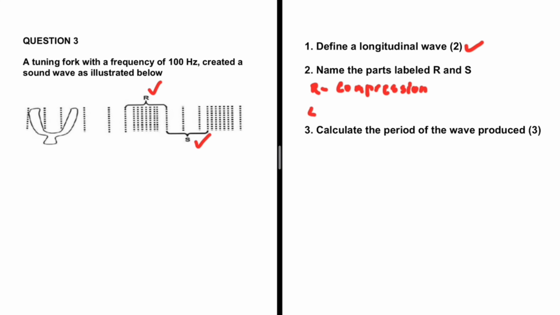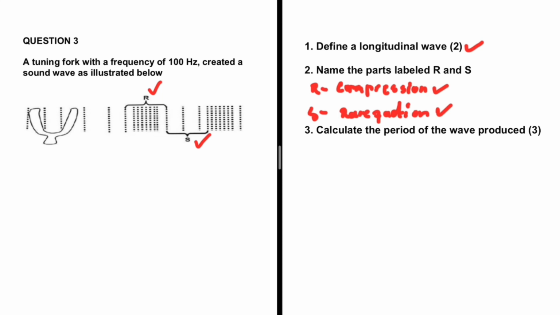Taking a look at part S, it is a region of low pressure, and in a longitudinal wave we call that a rarefaction. So we have a rarefaction for part S. There we go. Part R, compression. Part S, rarefaction. Let's carry on.